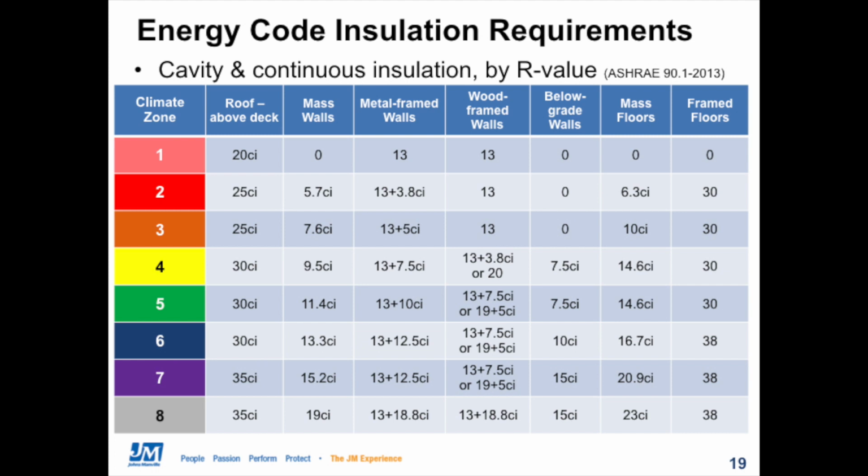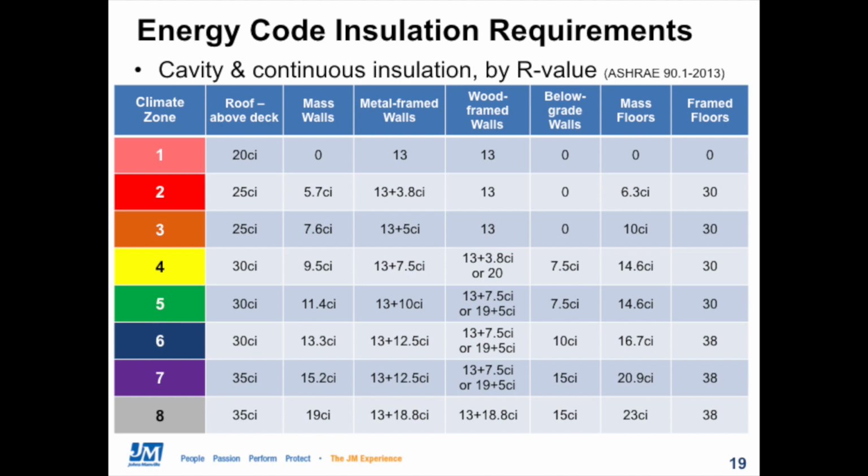So notice the general trend is that the higher the climate zone number, or the colder the climate, the higher the required R value and the amounts of insulation that are going to be called for in all parts of the building. Notice also that the R values in the energy code table don't always exactly match with R values that are offered by manufacturers.